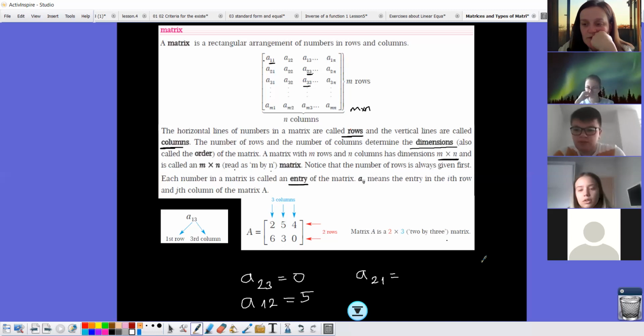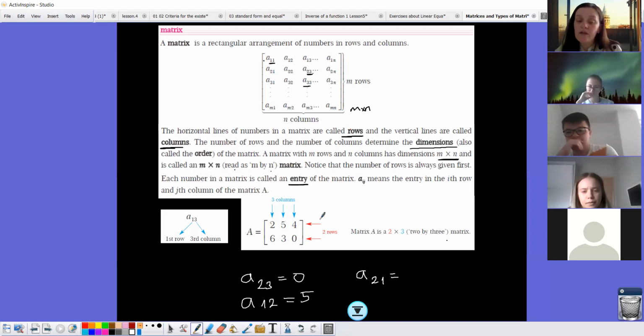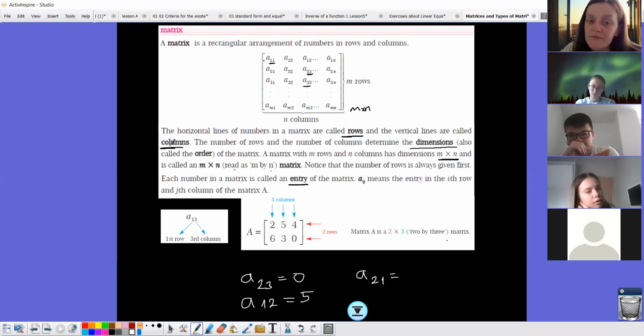Teacher, can you explain this again because I don't get it? Which one? This entry? Yes, teacher, same for me. Okay. Look, did you understand these rows, columns?